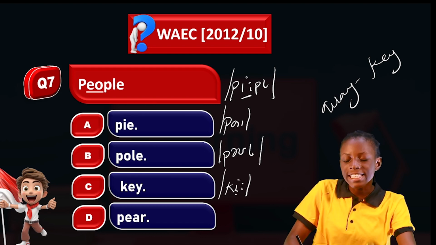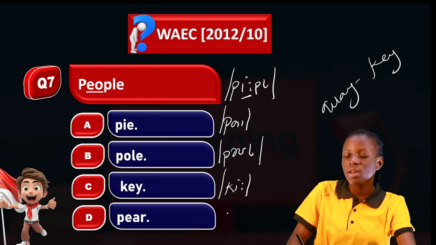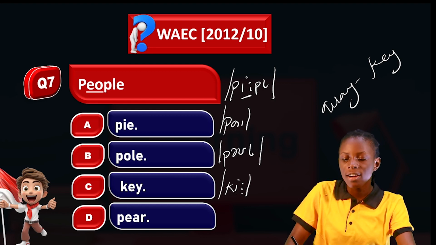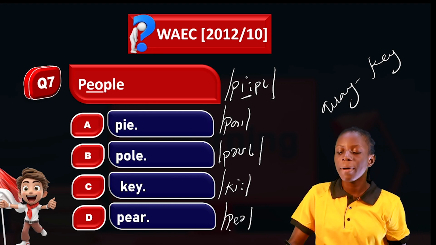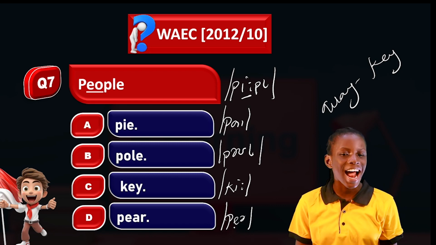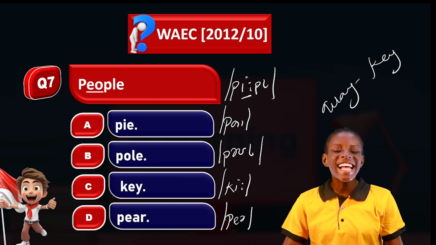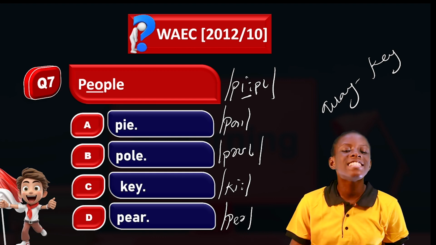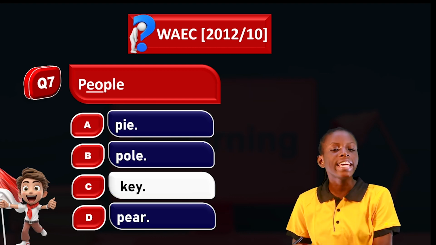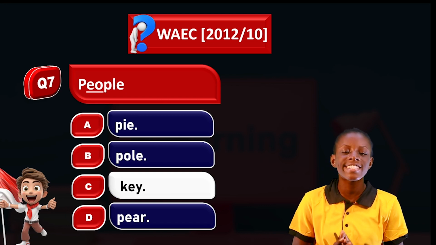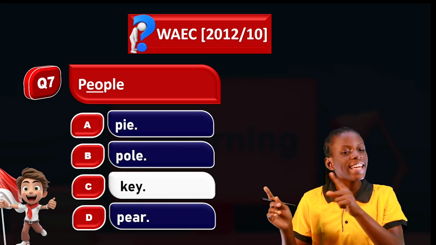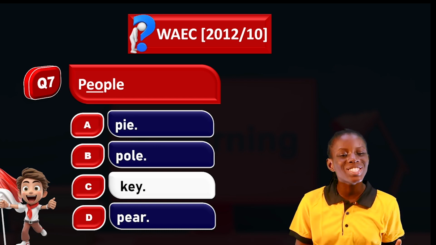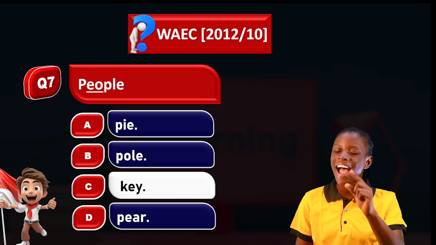E. Key has the E sound here. And we have the next option D to be pair. Let's transcribe pair together. Okay, so what is our answer now? It is clearly option C, key, E. So key is our answer. People, the E sound is found in these two words, making option C our answer.